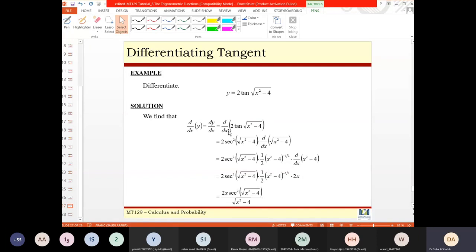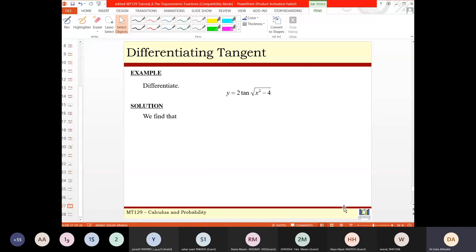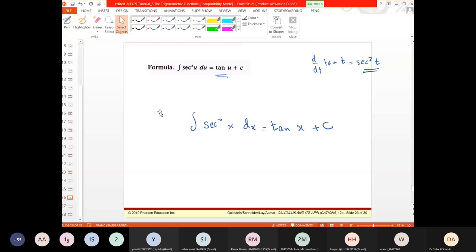Let's check this example. They want you to differentiate here the function, which is y equal to 2 tan of the root of x squared minus 4. As you can see, and the root and the tan as well. Now the integration of the sec is something complicated. You are not requested to talk about those complicated things. The integration of the sec is very clear to be the tan. ماشي? This is what they want you to know.